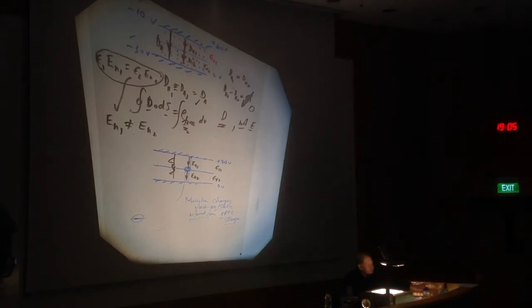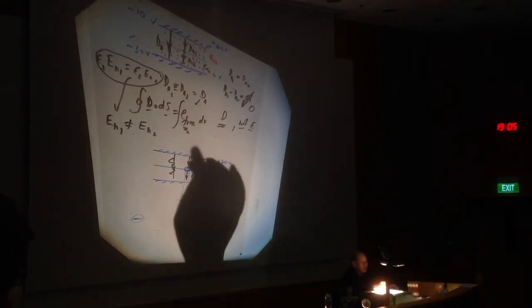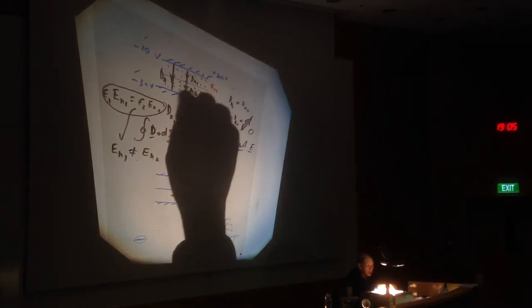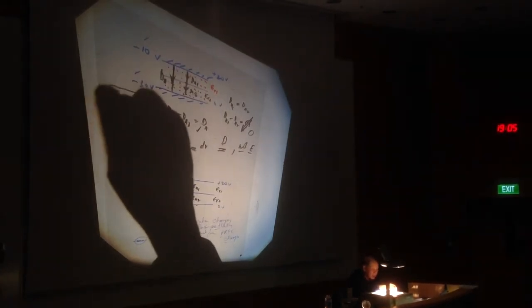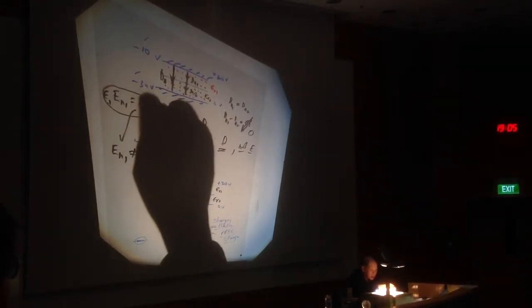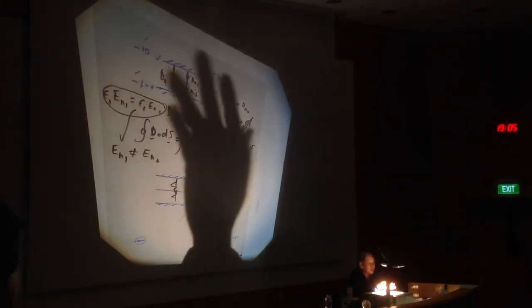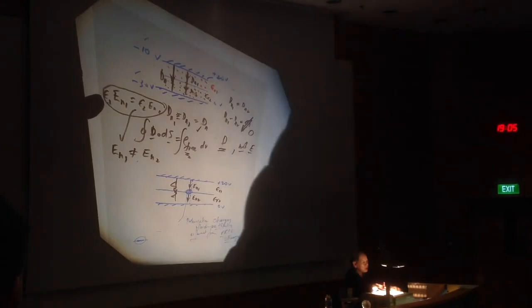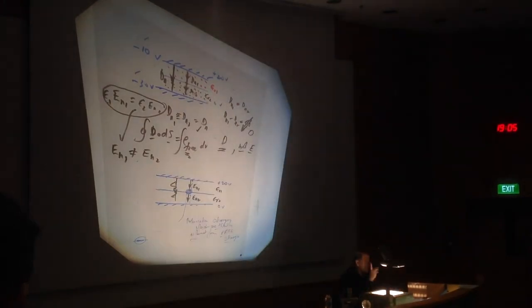They cannot move. But you will make EN1, not EN2. I've shown you here DN1 or DN2. D1 is E1 is EN1, E2 is EN2. You can see EN1 cannot be EN2 unless EN1 is EN2, in that case there's no interface. So you can see the normal components of E at the interface between the two dielectrics are not equal.